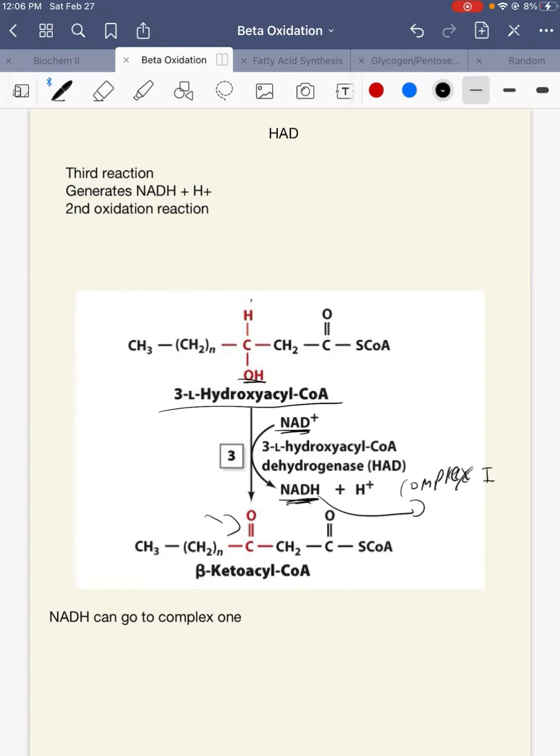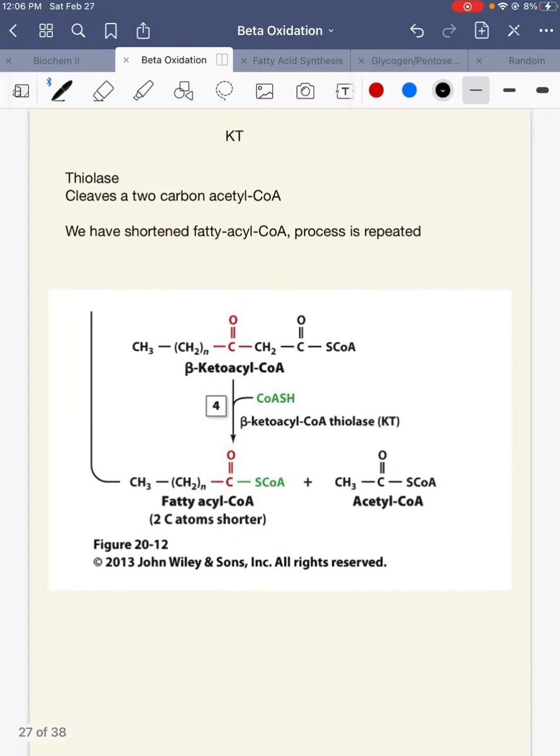Okay, so our product is beta-ketoacyl-CoA. And like I said, NADH can go into complex 1. And this is an oxidation-reduction. Okay, so now we have our last reaction. After we have this ketone, a thiolase comes in, and basically it cleaves and uses coenzyme A. And then we produce our acetyl-CoA, and you don't have to know the exact mechanism, and then we attach another CoA onto the fatty acyl-CoA. So basically, we finish with a fatty acyl-CoA that's 2 carbons shorter.